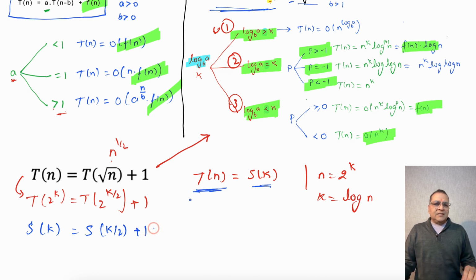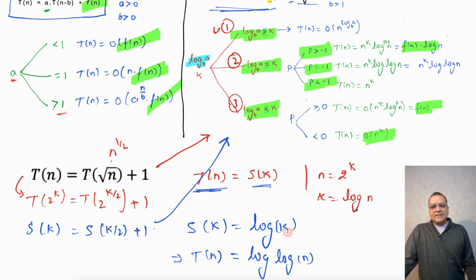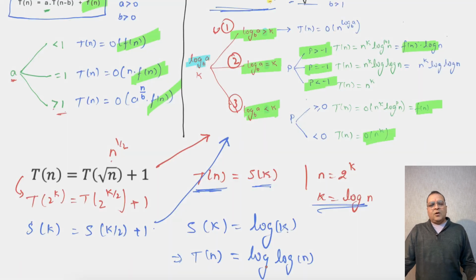Now this equation is similar to this kind of equation where the reduction of the variable is in terms of division by a constant. Therefore, we can say that S of k is equal to log of k. S of k is equal to big O of log of k. This implies that T of n, because S of k is T of n, is equal to log of n, because k is log n. So this is the final answer of the equation, that Tn is equal to theta of log n.